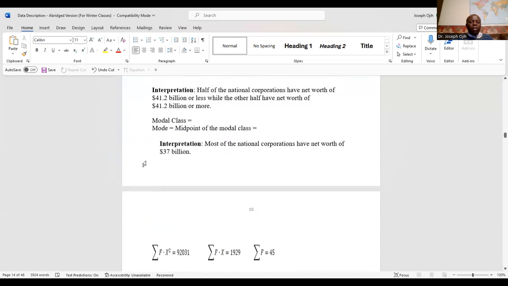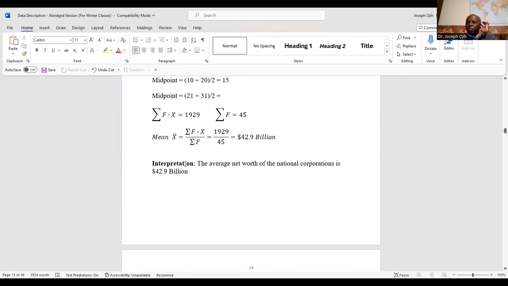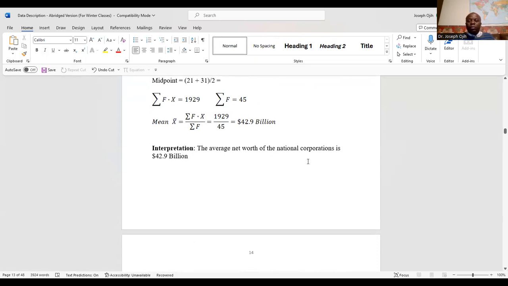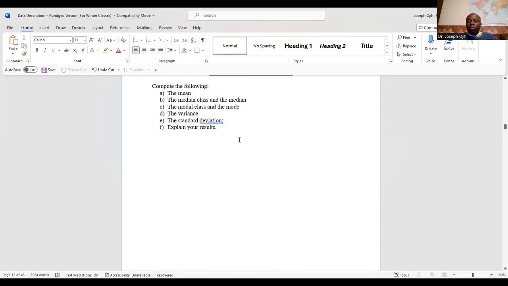Okay, see already. Now there are two ways. You can either use the formula, or you can just use the midpoint. The answer you get if you use the formula will be a little bit different from the answer you get if you use the midpoint. But because they are estimates, it is acceptable. In your homework, I will ask you to just find the median class. I will not ask you to find the median, because this is an estimate and my answer might be different. Anyway, I'm going to show you how to find it without using the formula.